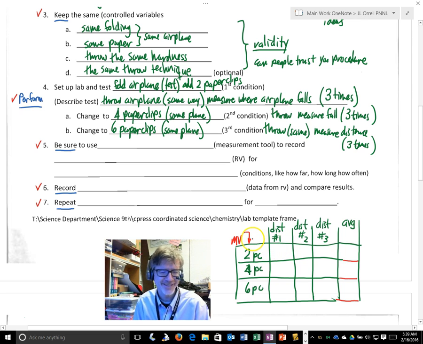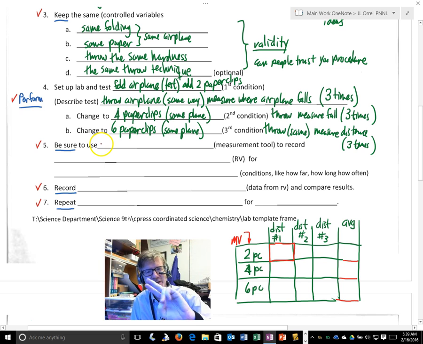Our scientific question is, how does the number of paper clips affect how far my paper airplane flies? And then these right here, these are the responding variables. In other words, each square is a distance, one trial, with 2, 4, or 6 paper clips.